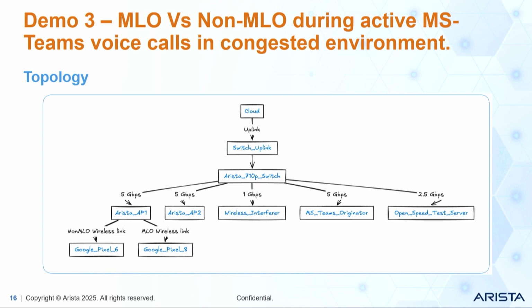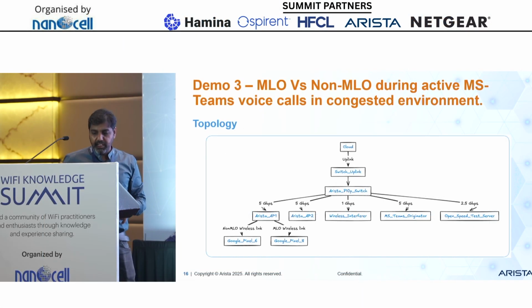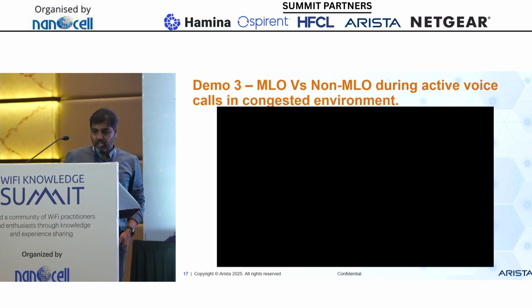So that's what we wanted to showcase in this demo, where this is a high level topology we have, where we have our APs connected into the switch, and we have two devices. The Pixel 8 is here, which is an MLO client, and Pixel 6 is a non-MLO client by nature, right? These are the two clients participating in this call.